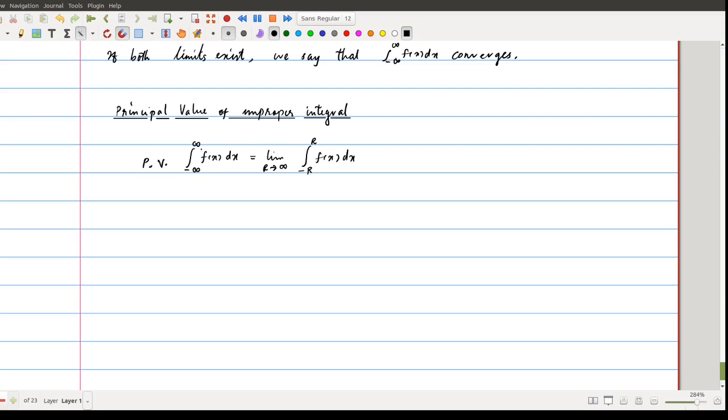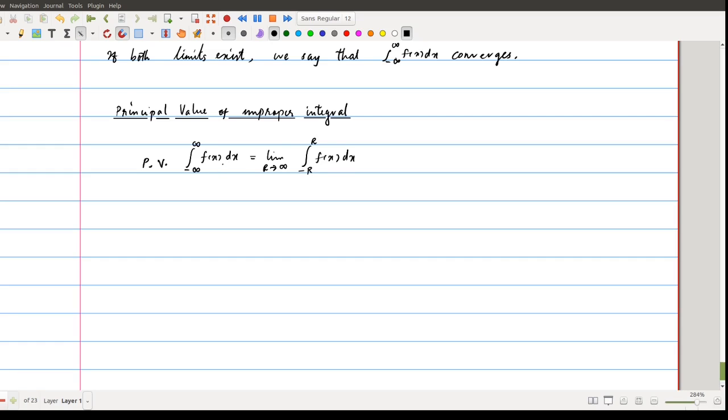The principal value of the integral from minus infinity to infinity of f of x dx is defined as the limit as r tends to infinity of the integral from minus r to r of f of x dx. So the convergence is not using this principal value, the convergence is using the limits defined above. That is nothing but the limit as r1 tends to infinity of the integral from minus r1 to 0 and the limit as r2 tends to infinity of the integral from 0 to r2. But we use this limit to evaluate the principal value. The principal value of this improper integral is defined as this limit. Whenever this limit exists, then we can say that there is a principal value for this integral.